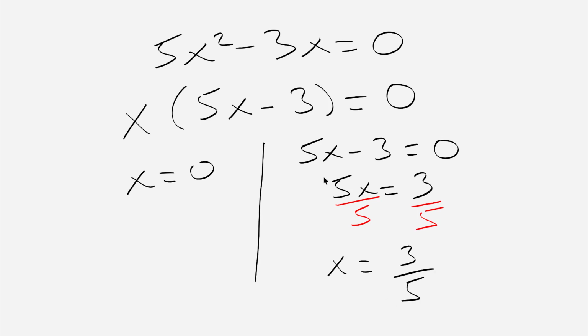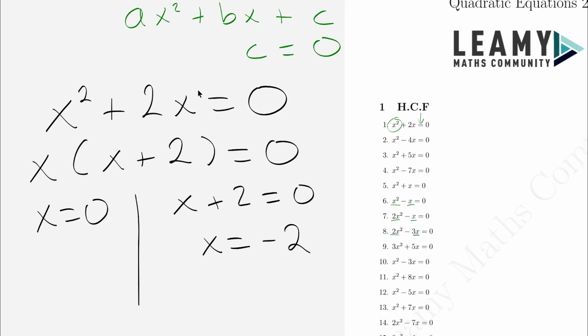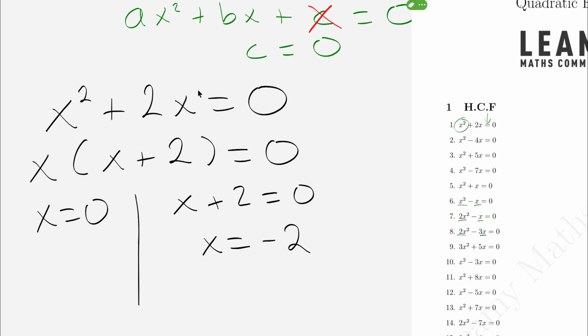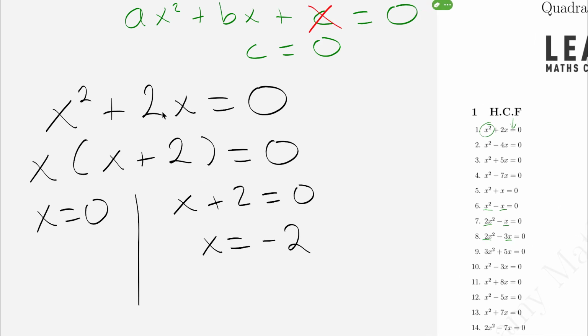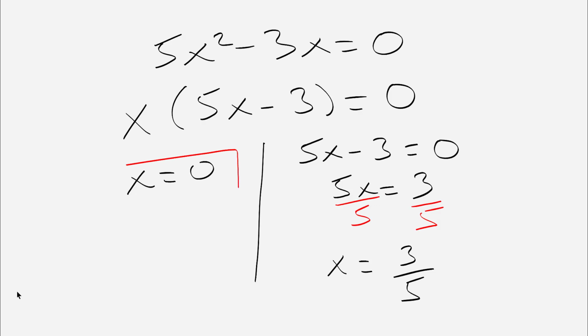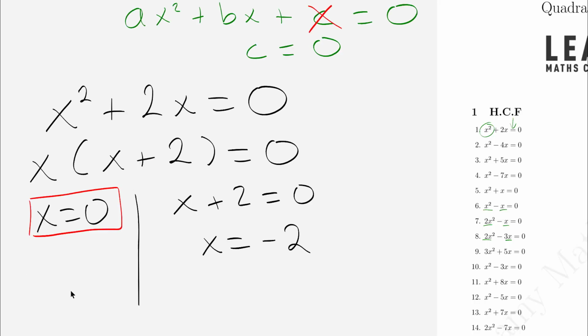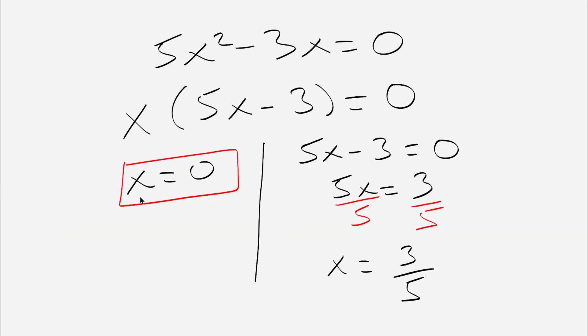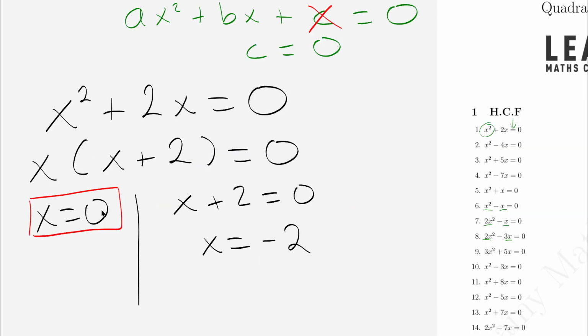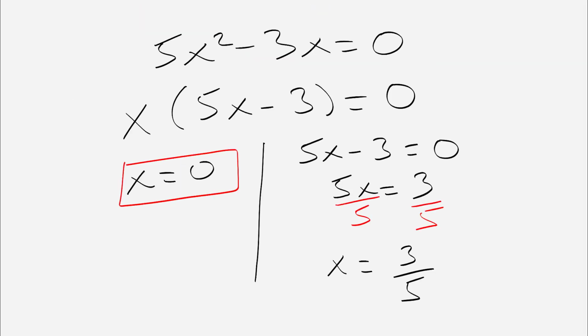So one thing you guys will notice, in any of the situations where the c value is 0 or you don't have the number at the end, like in this example and this example, you will notice that x equals 0 will always be one of the solutions in this particular case. So that is something to remember, that if the c value is 0 or if there's no number at the end, you just have the x squared and the x, x equals 0 will always end up being one of the solutions in this case.